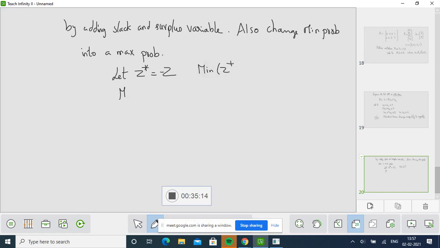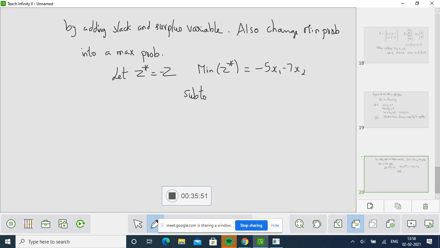Maximum of z star would be equal to minus z. Minimum of z is minus max of minus z. So in the objective function I will have minus 5x1 minus 7x2. Then I have to find the constraints.